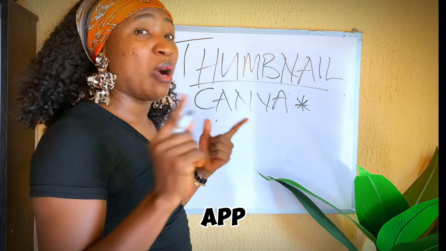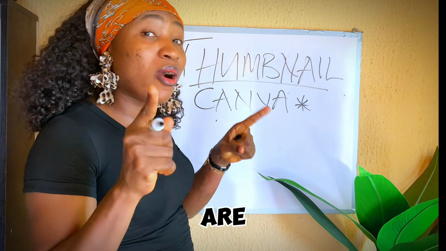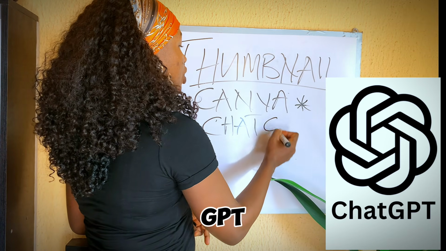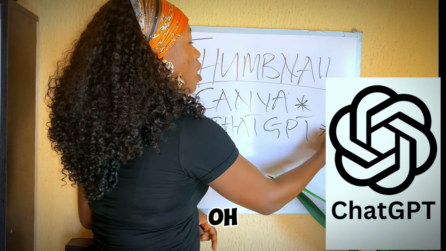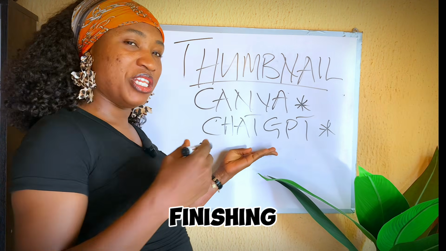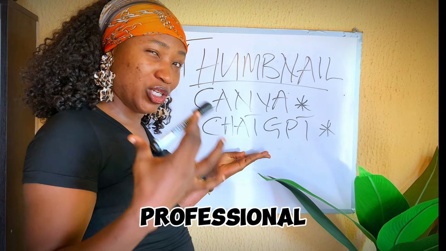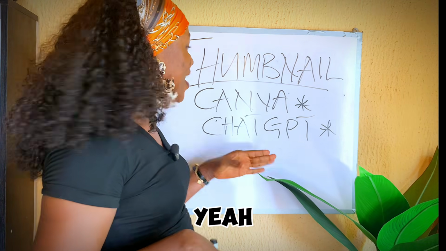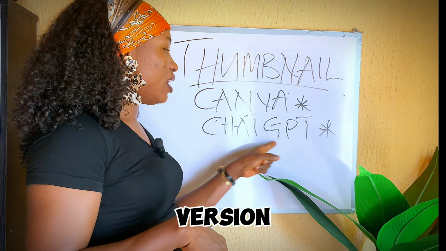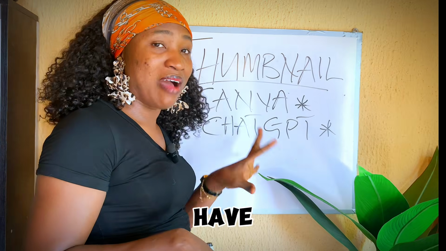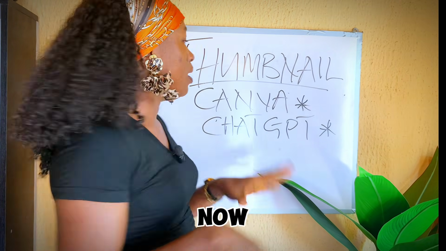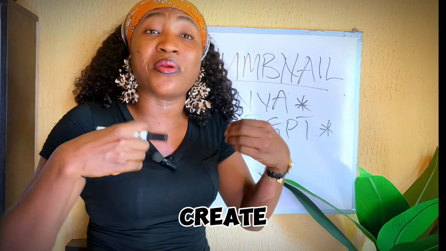After Canva, the next app we're going to be using in this tutorial is ChatGPT. Oh yes, you heard me right. ChatGPT is going to be our finishing touch to give you that professional look that you want. So you're going to download this one and get this one. You can use the free version of this one. In fact, both apps have pro versions where you need to pay, but we don't need to pay to do what we need to do right now. We're going to be using the free version to create our thumbnail.